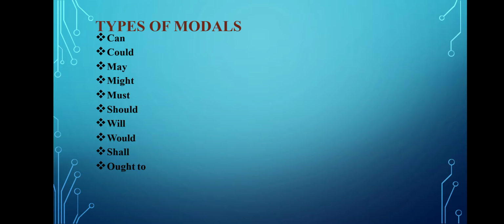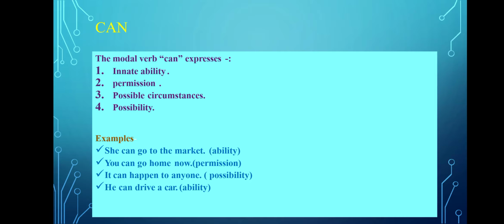Now let's see the various types of modals. Can, could, may, might, must, should, will, would, shall, ought to. Can. The modal verb can expresses innate ability, permission, possible circumstances and possibility. So innate ability means any kind of ability that you are born with or that you are capable of. Permission, asking permission from someone.